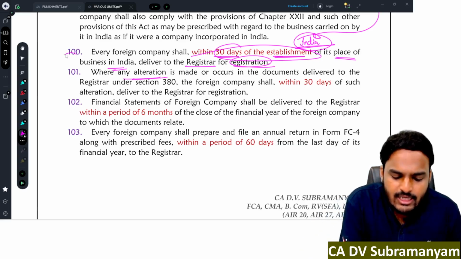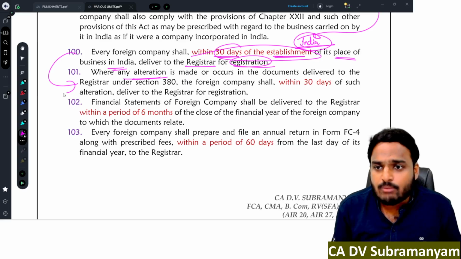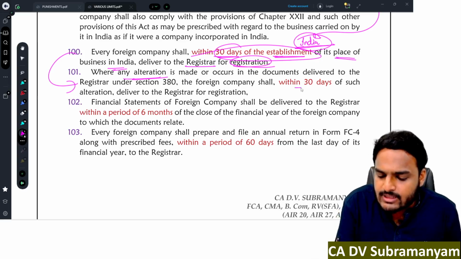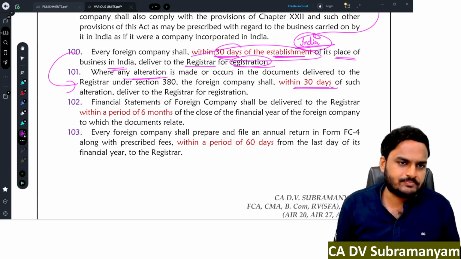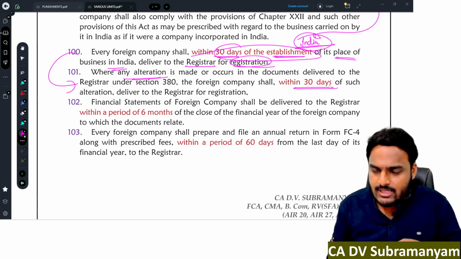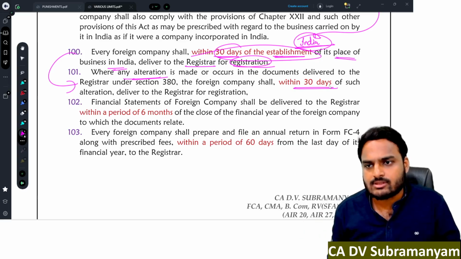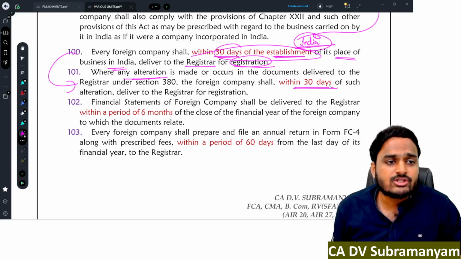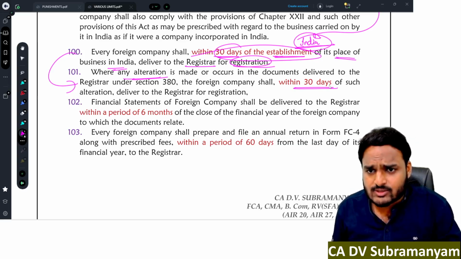Any alteration in the above documents shall be communicated with a registrar within the same time period of 30 days only. So within 30 days of establishment, communicate with registrar. Within 30 days of alteration of aforesaid documents, again communicate with registrar. The time limit is 30 days only.